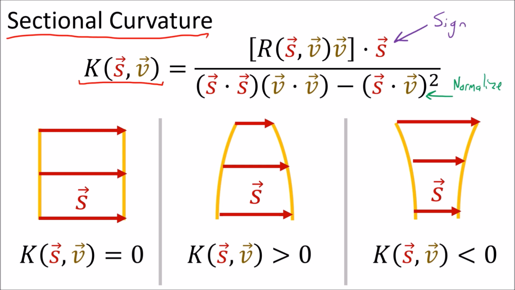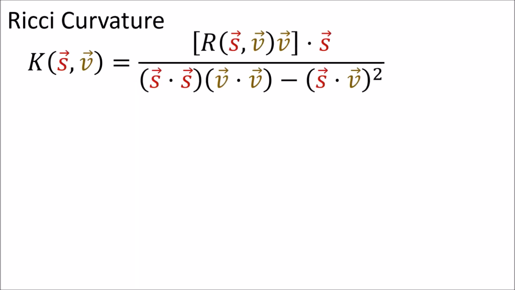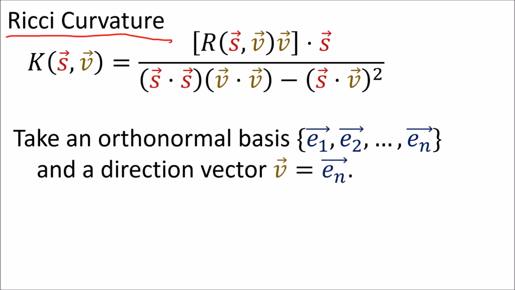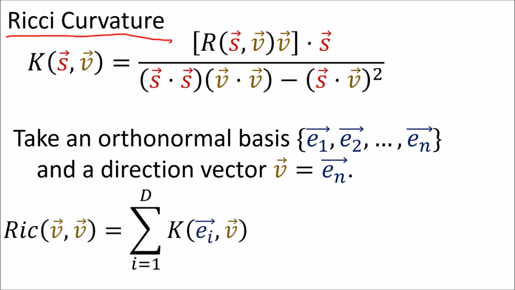Now, this is the definition of the sectional curvature, but I'm now going to talk about a related concept called the Ricci curvature. The Ricci curvature involves taking an orthonormal basis of vectors E1, E2, all the way to En, and then selecting a direction vector V, which is equal to the last basis vector, En. We say that the Ricci curvature in the direction vector V, denoted here, is equal to the sum of all sectional curvatures along every other basis vector direction.